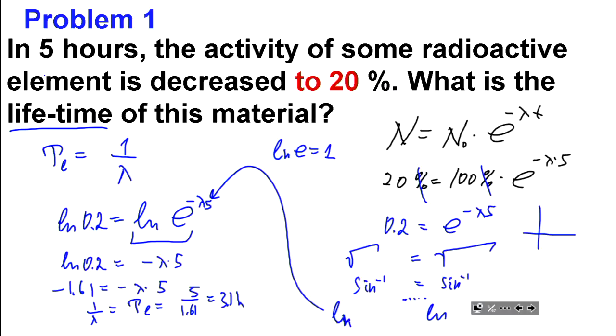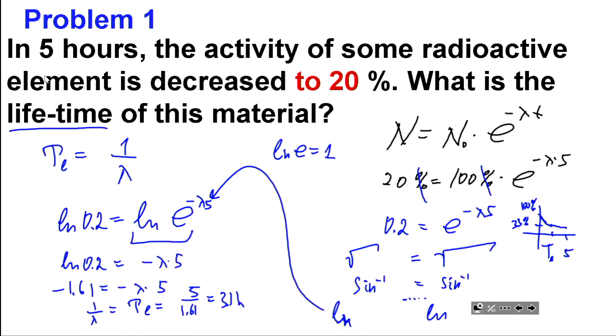So if we start from 100%, we wait about 3 hours to get to about 1/3, because that's what half-life, lifetime indicates, about one third of that, about 33% left. But still we have to wait a couple of more hours to get to 20% left, and this is 5 hours. That's it.